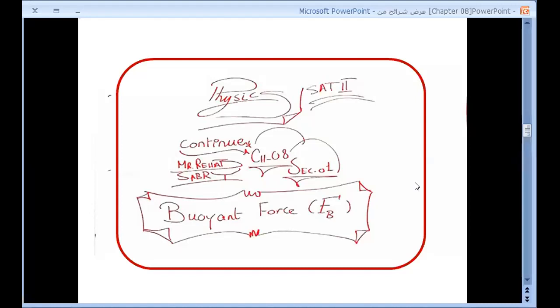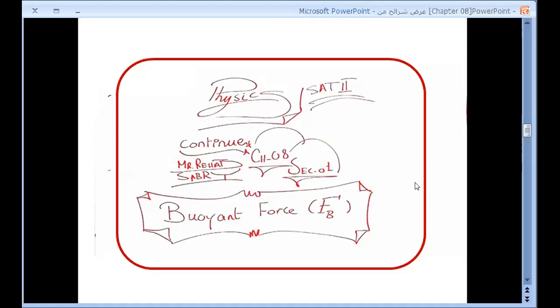The weight is always the weight of the object, of any object, which is the force of gravity acting on the object. The weight is always vertically downward, and the buoyant force is always vertically upward. So they are two opposite forces.